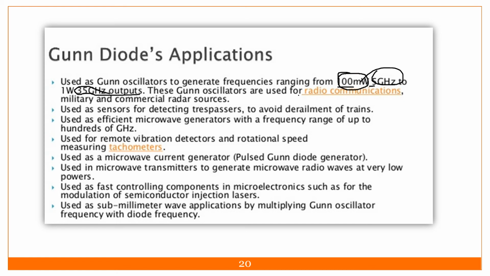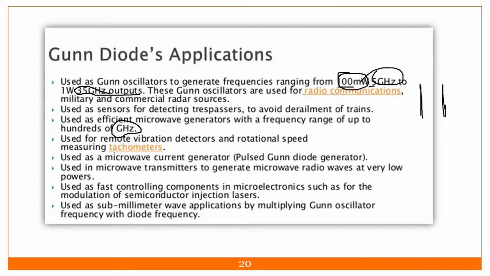The Gunn diode oscillator is used for radio communication, military and commercial radar sources. Then you can use this device to determine the derailment of a train. Suppose this is my train, and if some bogie or engine is derailed, to detect that you can use the Gunn diode itself. Then it is used as a microwave generator at frequency ranges up to hundreds of gigahertz. You can use 200 gigahertz if you have to generate.